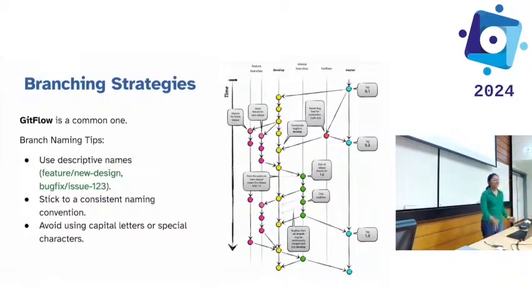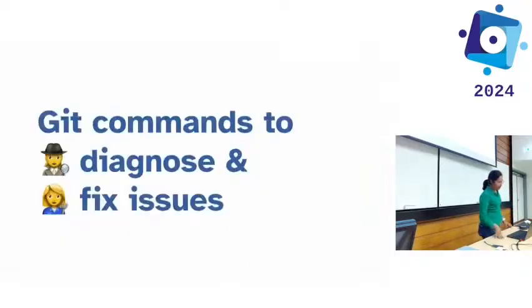Well, speaking about branching strategies, I mentioned Git flow as a common one, and some tips are to use descriptive names, stick to a consistent naming convention, and avoid using capital letters or special characters. I'm going to talk about some commands to diagnose and fix issues.